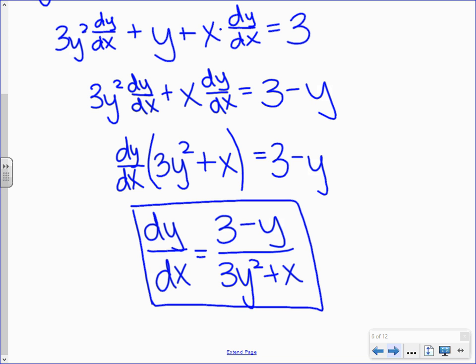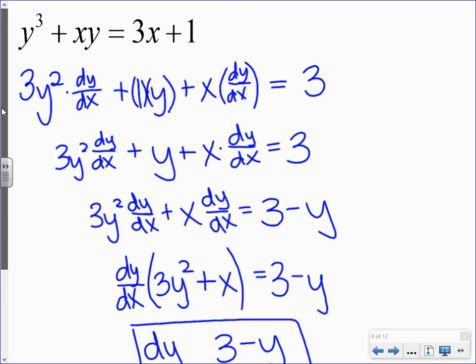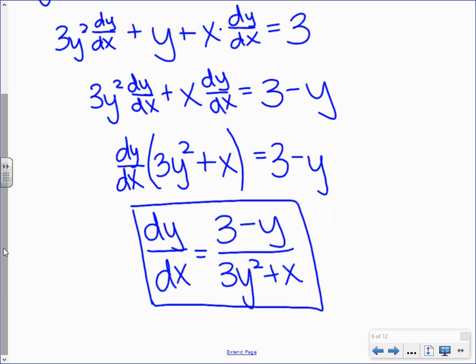When you have an implicit function, your derivative will more than likely be in terms of both x and y. Since we had an implicit function up here where x and y were intermixed in our function, we're going to have x and y intermixed in our derivative. Does that make sense? Okay. Questions on this example?